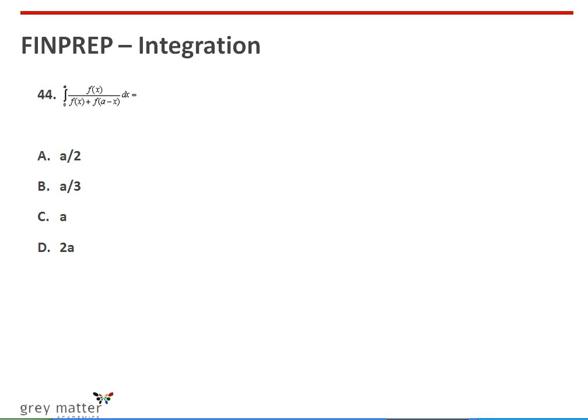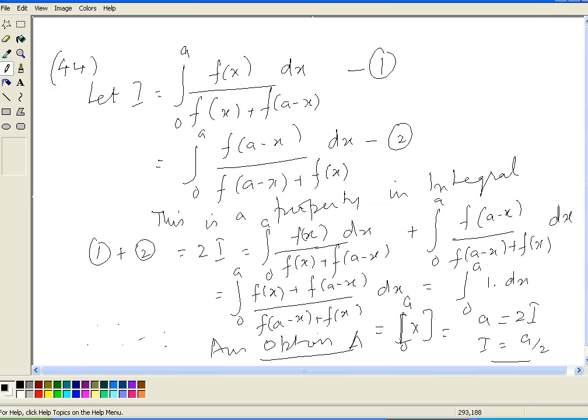44th problem, integral 0 to a of f of x by f of x plus f of a minus x dx. Go to the work area. Now let I equal integral 0 to a of f of x by f of x plus f of a minus x dx as equation 1. This is also equal to integral 0 to a of f of a minus x by f of a minus x plus f of x dx, that is, replace x by a minus x, and call this the second equation. Since both are identical, when we add equations 1 and 2, we get 2I.